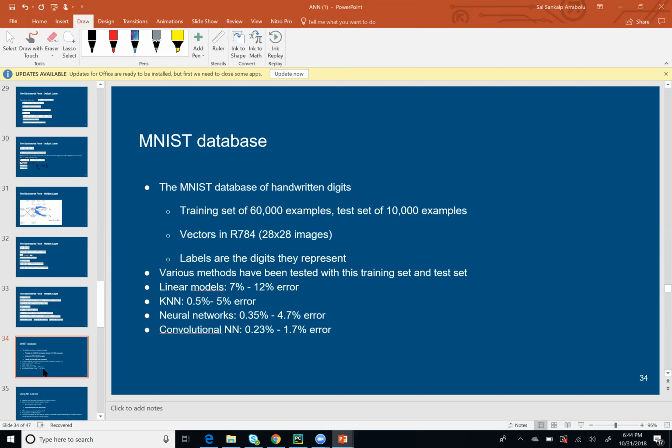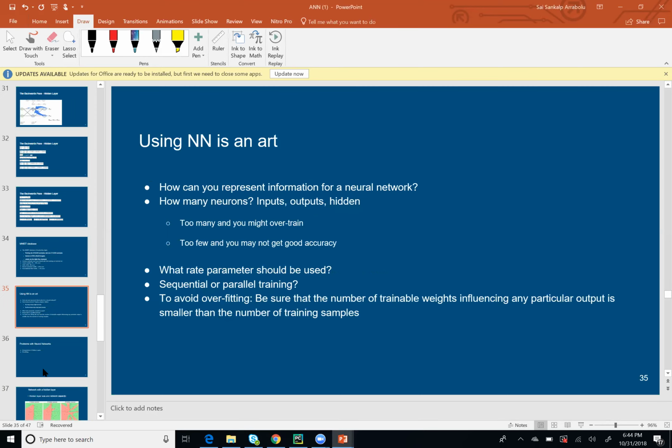Basically, it is a database of all images which contains labeled data. Then you can try out different supervised machine learning algorithms to calculate their errors and find out which is the best machine learning algorithm. So we also saw that using neural networks is an art.